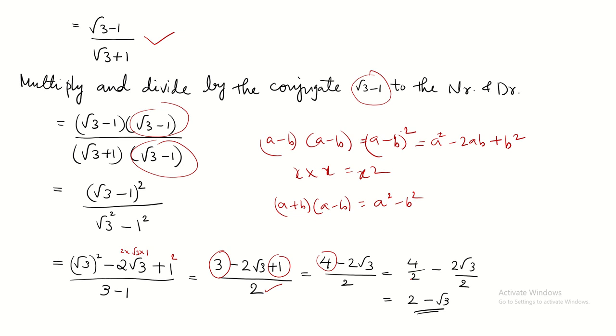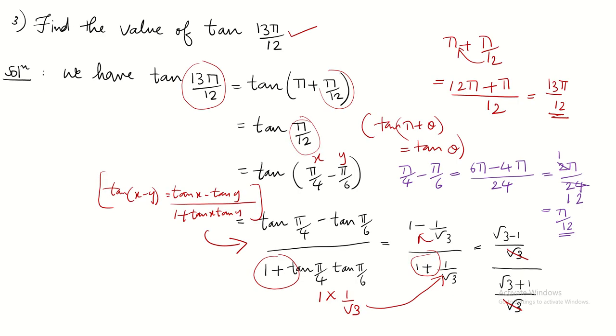So here 2 ones are, 4 twos are. Okay, now here 2, 2 I'll cancel. After that what is remaining? 2 by 1, you have 2 minus root 3 left out here. So 2 minus root 3 is your answer for this question.